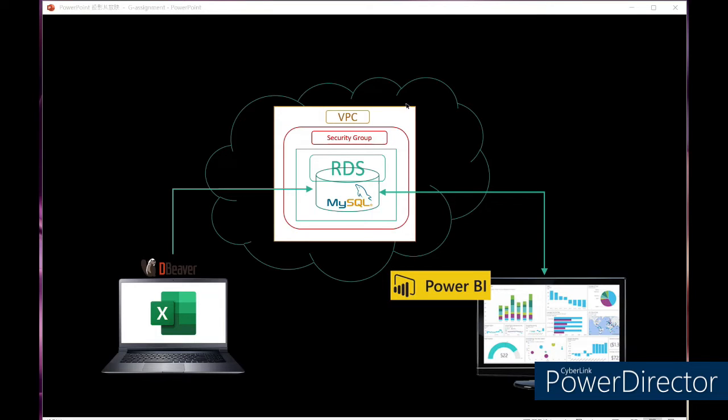We will create the VPC here at AWS, and we also have a security group for firewall settings, and also the RDS service, where we create MySQL. Okay, why do we create this MySQL database? We want to move the local Excel CSV file into the MySQL database, and we can use this software, DBeaver. After we finish this, we will let Power BI connect with the MySQL database to do further analysis. Okay, let's move to the next page.